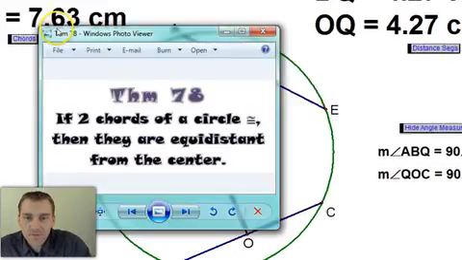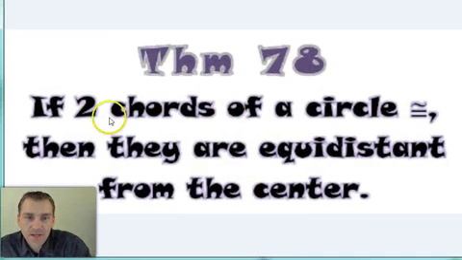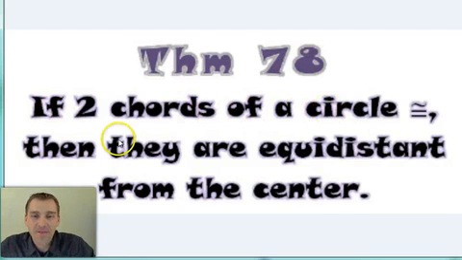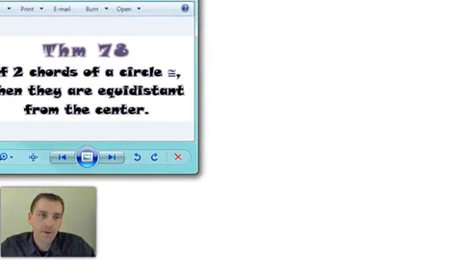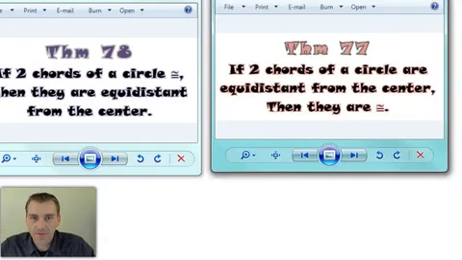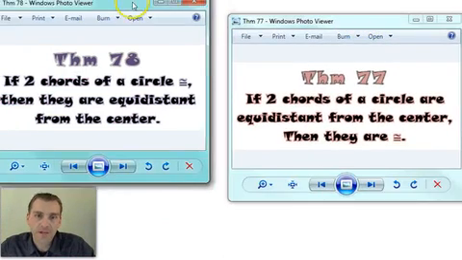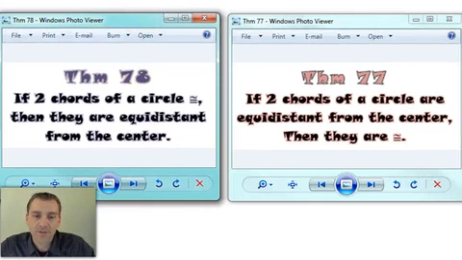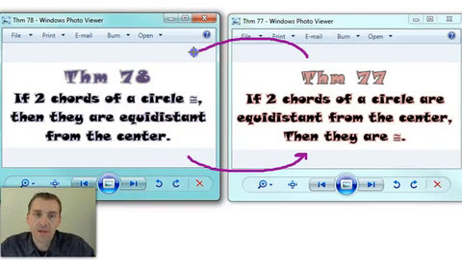So here is Theorem 78. Theorem 78 says, if two chords of a circle are congruent, as I just showed you, then they are equidistant from the center. And here's the scoop. Here are the two theorems. Here's Theorem 78. Pop that up there if I can. And here's Theorem 77. There you go. So Theorem 77 and Theorem 78 are just the converses of each other. Remember, that just means one can go that way, or you can go in reverse.